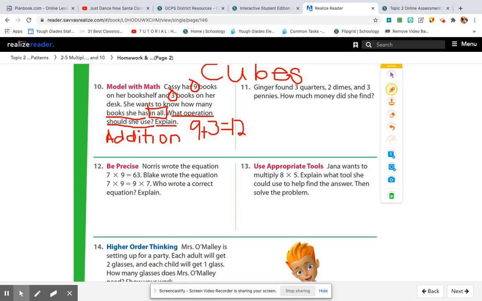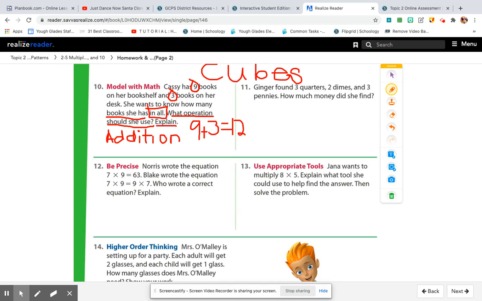Why did we use addition here and not multiplication? Well, we didn't need multiplication because we don't have equal groups. She needs to find the total number of books in unequal groups here. Now, if we had 9 books and we were maybe trying to calculate how many pages were in each of those books, and each of those books had 3 pages, then maybe, yeah, we would be multiplying in that case, but not in this case. We're just adding up books here.